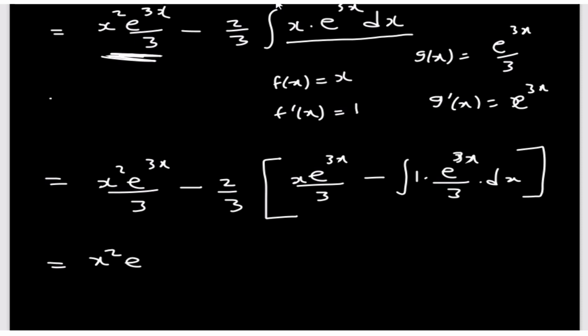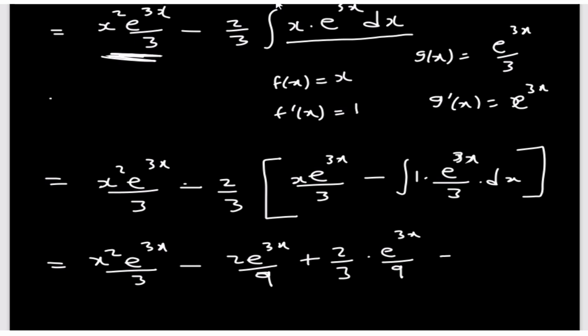x squared e^(3x) over 3 minus, if I multiply by 2 over 3, I'll have 2e^(3x) over 9. This minus and this minus, I'll have positive 2 over 3. Then the integral of e^(3x) over 3 is e^(3x) over 9 plus c. Then this 3 and this 9 will be 27. See, you are done, just like that.